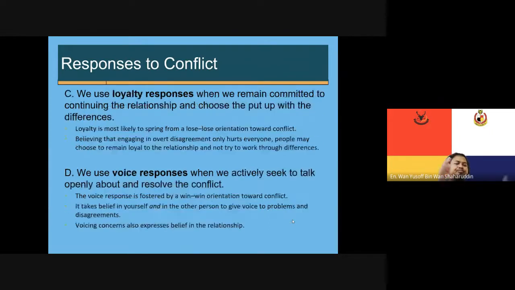And then we use loyalty responses when we remain committed to continuing the relationship and choose to put up with the differences. Loyalty is most likely to spring from a lose-lose orientation towards conflict. So sometimes you will tend to be loyal to that particular relationship, although you know that you are having conflict there. But the most important thing is to be loyal and to stay stagnant in the relationship. Believing that engaging in overt disagreement only hurts everyone, people may choose to remain loyal to the relationship and not try to work through differences.